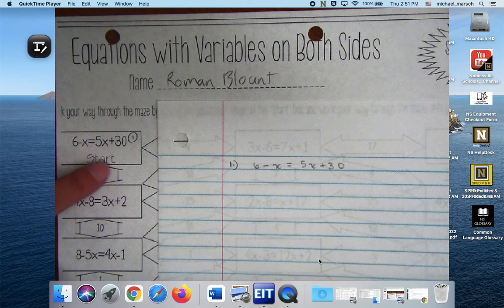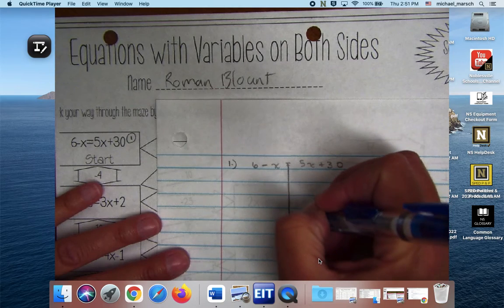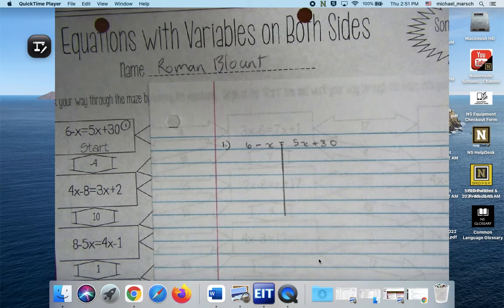So we have 6 minus x equals 5x plus 30. We're going to draw our wall of equality. And now we're going to start shifting everything so that we have all of our variables on one side and then just numbers on the other side.